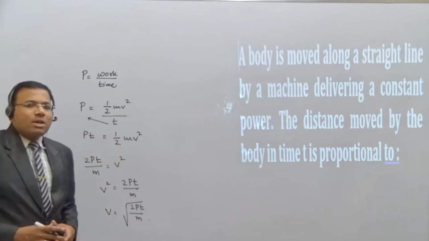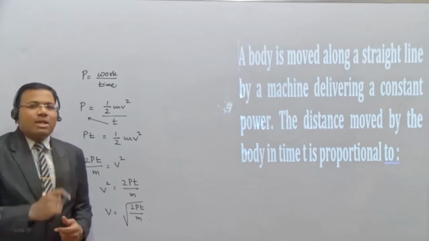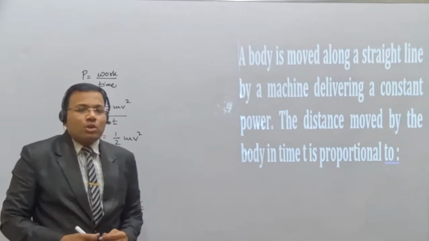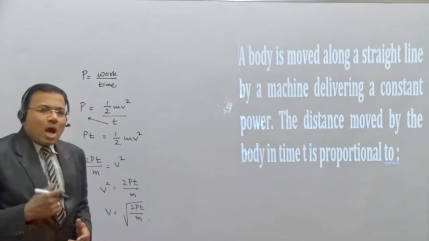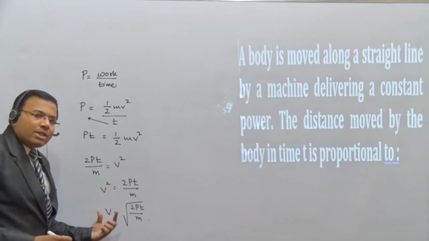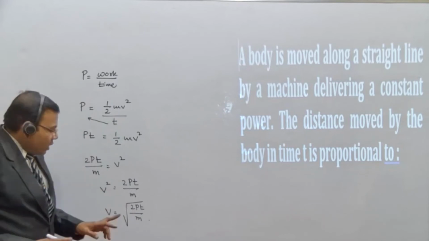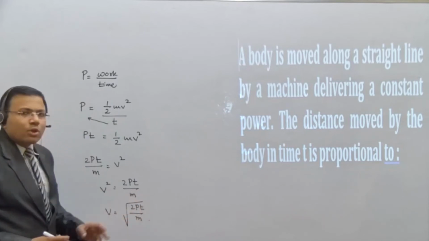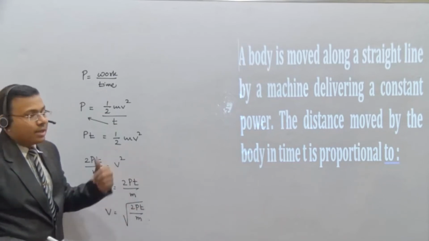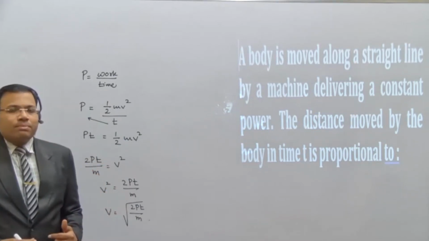Now he's not asking us how the velocity is varying. He's asking how the displacement is varying. You can see the distance moved by the body in time t is proportional to what. If the question asked how v is related to time, then here is the solution, and this question was already asked at the competitive level. Velocity is the square root of 2Pt by m, that solution is over. But the question is somewhat ahead. He is asking us to calculate the distance moved in time t.